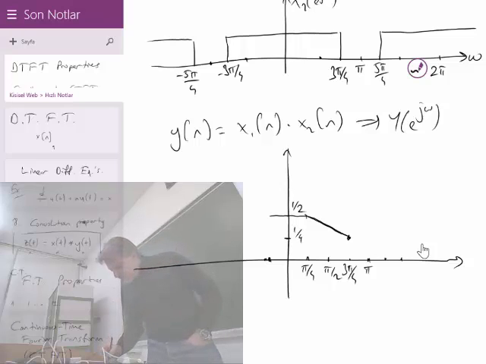And it stays the same from here to here. And it inclines again to 1 over 2 and stays the same, and then goes down. At the other side, at the negative side, the situation is just symmetric.